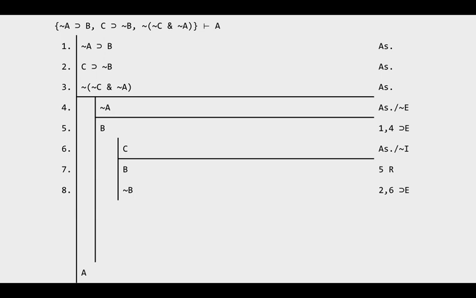Because we assumed C and we derived a contradiction, B and not B, we can end that subderivation and put not C on, let's call it the main subderivation, the one for the tilde elimination that begins at number 4. So we got not C through lines 6 through 8, tilde introduction. Okay.